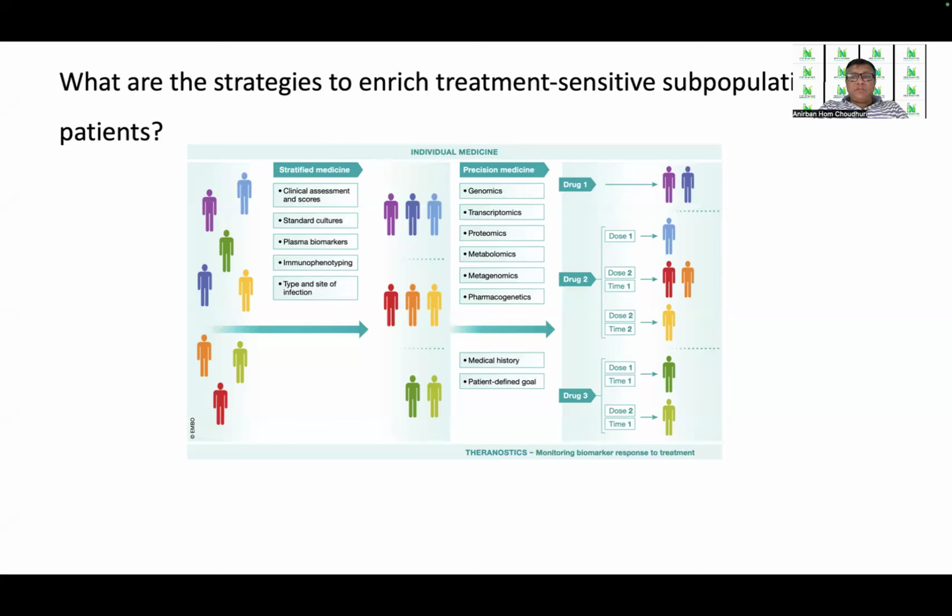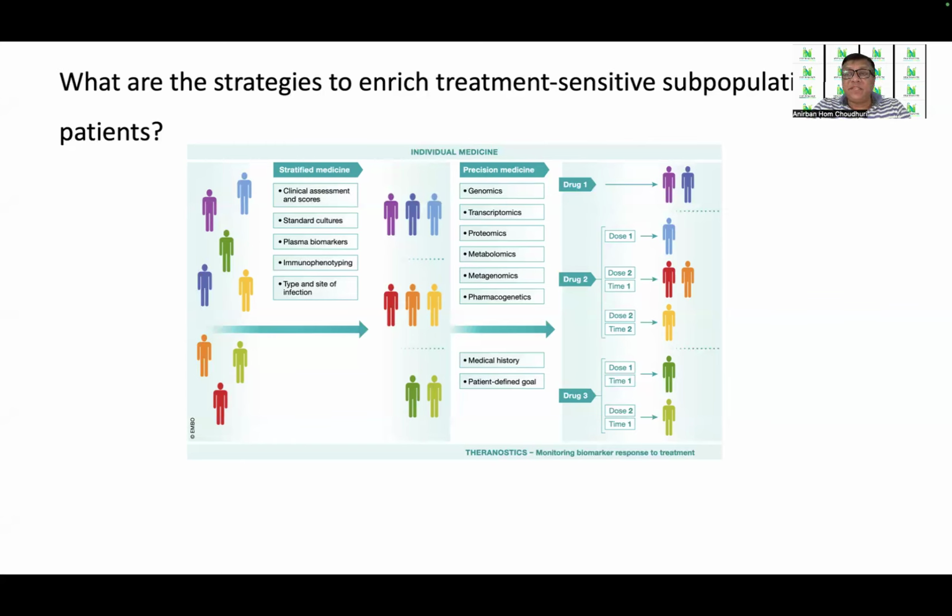In stratified medicine, we use clinical assessment and scores, go for the standard cultures, use the plasma biomarkers, go for immunophenotyping, and determine the type and site of infection. On that basis, we divide the patients into distinct groups. After that, by precision medicine, we further segregate them through genomics, transcriptomics, proteomics, metabolomics, etc., and also on the basis of the medical history and patient-defined goals, that is, what would be the target of therapy, into further subgroups.